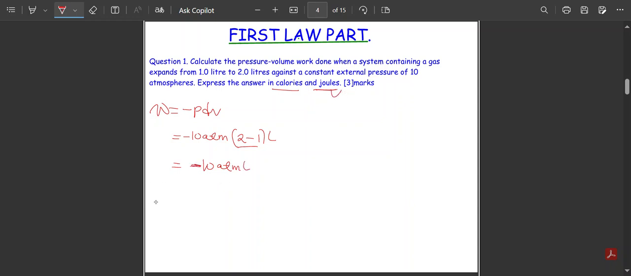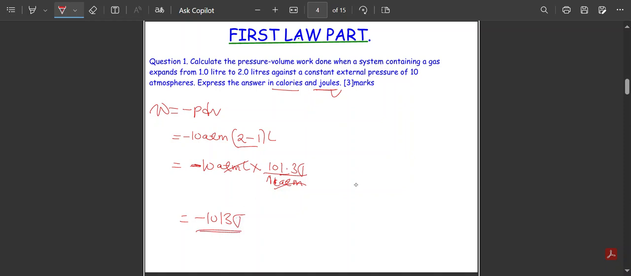So how do we take it in joules? We need to multiply it through, and we need to know that 1 liter atm is equal to 101.3 joules. So this and this will go. So we are going to have negative 10, then 3 joules like that. So this is in joules.